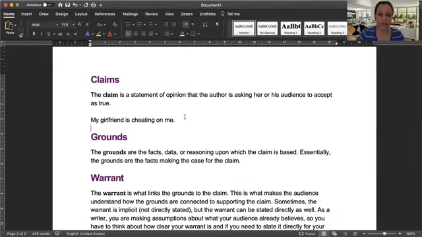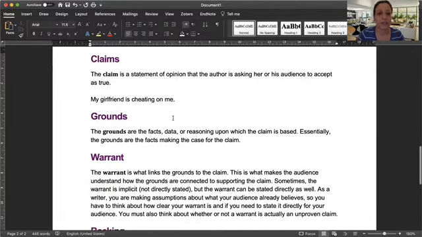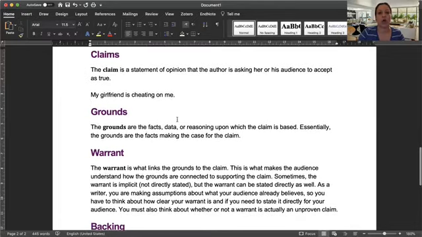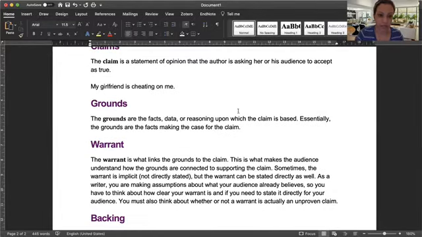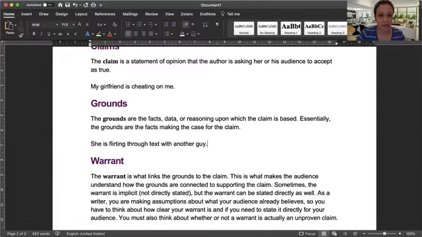Every single claim has to have grounds, right? The grounds are the facts or the data or reasoning upon which this claim is based. Essentially the grounds are the facts that make up the case for the claim. If my claim is my girlfriend is cheating on me, the grounds would be, you hear this from somebody and you go, oh, I'm so sorry, really, it's just horrible. What a horrible person she is. I'm really sorry that you have to go through this.